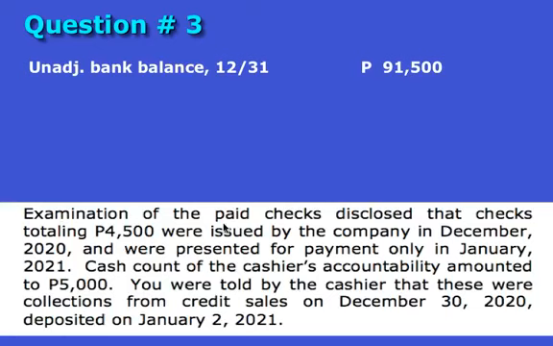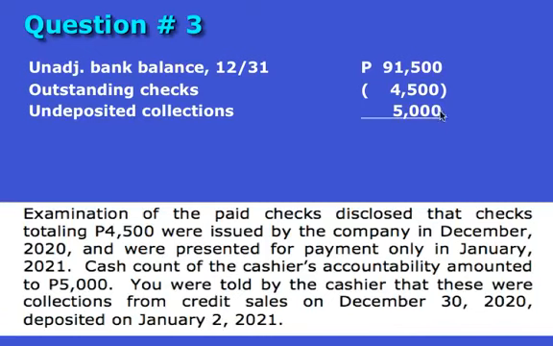Okay. Examination of paid checks disclosed that the checks totaling 4,500 issued by the company in December were presented for payment only in January. So, ibig sabihin, ano tong 4,500? Outstanding checks, minus. Cash count of the cashier's accountability amounted to 5,000. You were told by the cashier that these were collections from credit sales on December 30. Dineposit lang January 2. So, undeposited collections. Add.